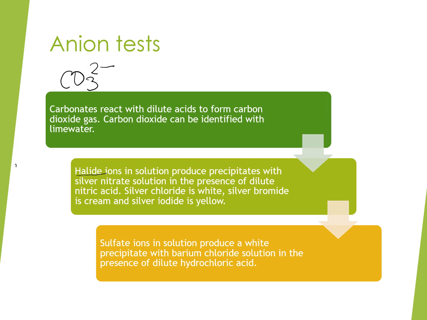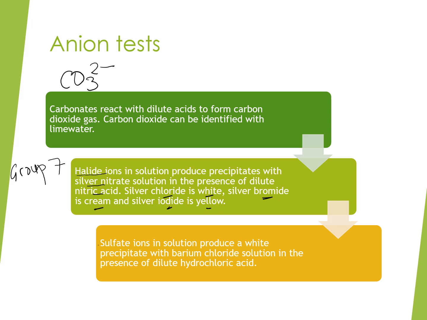You then have halide ions. Halides are basically group 7 non-metals, and what you can do is add silver nitrate solution with dilute acid, and you will look at the results. Now they can ask in the exam why you add in an acid. The reason is so no other precipitates form apart from the halide ion. So if it's a chloride ion, it makes a white precipitate. Bromide is cream and iodide is yellow. Again, you will be asked to remember these colors.